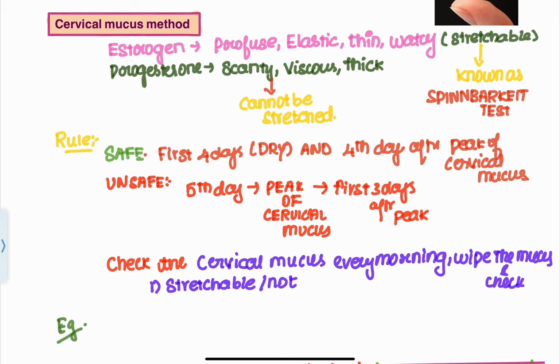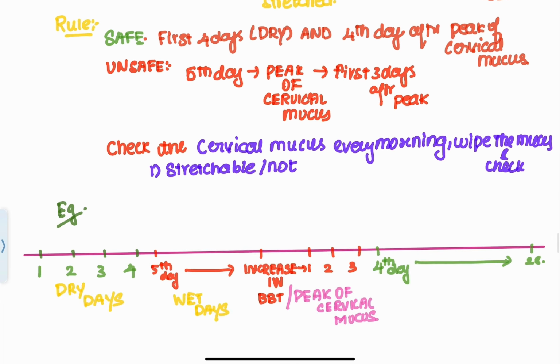If it is stretchable, it is Spinnbarkeit test positive. That is, it is under the influence of estrogen, the cervical mucus is stretchable. But if it is thick and viscous, it cannot be stretched, then it is under the influence of the hormone progesterone. Right? So, with respect to the cervical mucus method, how are you going to determine the safe and the unsafe period? So, similar to the basal body temperature, the dry days or the safe period.